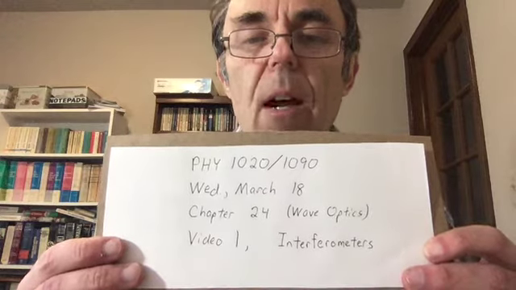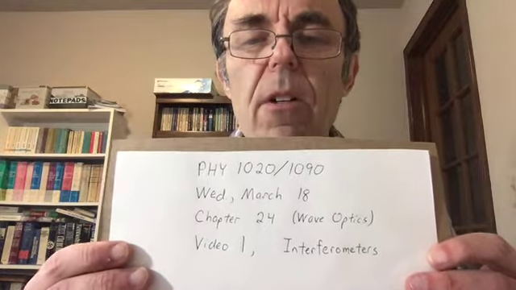It's about interferometers. Now, interferometers are actually discussed in your textbook in Chapter 25, specifically 25.7 Michelson interferometers. However, I think they fit better in the chapter on interference, so we're going to discuss them a little bit early. We're going to discuss them right now. Okay, so how does the interferometer work?